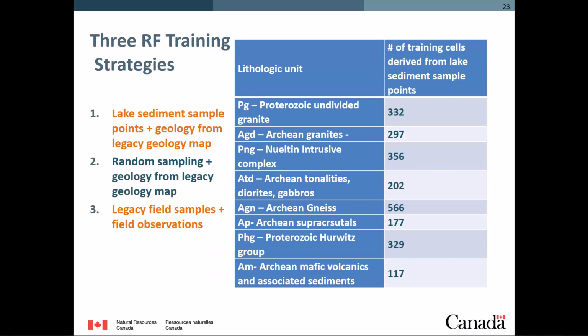We use training strategies. Remember, with machine learning, quite often a lot of the techniques require you to tell them, well, what's the signature for this rock unit? What's the signature for this superficial unit? What's the signature for gold? So we tried training samples where we intersected the lake sediment data with the underlying legacy geology map and used that as a training sample. Or we use legacy field samples and field observations.